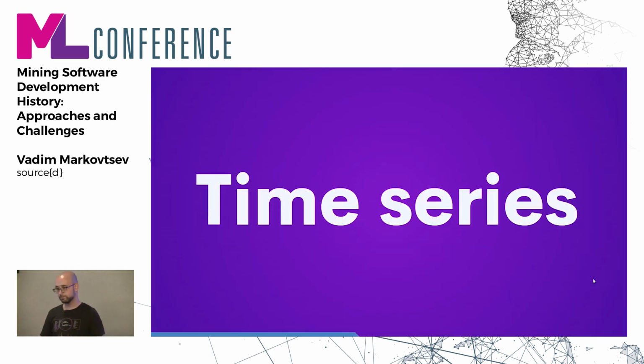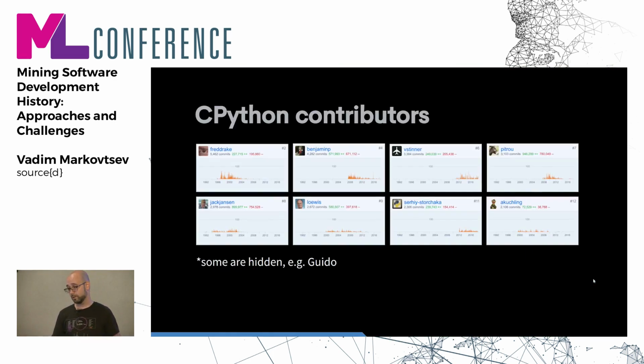Who knows? The third example is time series, and this is the biggest part of the presentation. Okay, I will illustrate the idea on this example. This is a list of core CPython contributors, sorted by the number of commits they did to the project. Number 2, number 4, number 6, 7, 8, 9, 11, and 12. Somebody is missing. Guido is missing. He is actually number 1, but I did it just for the clarity to illustrate the idea.